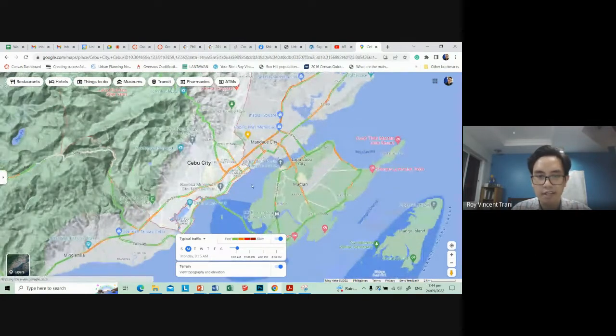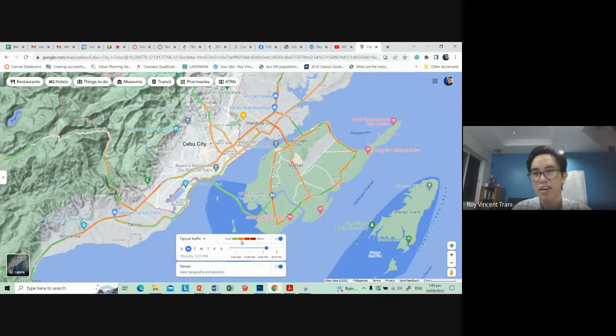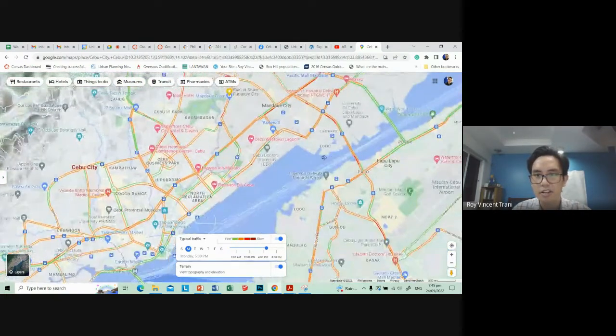Still pretty much green. But when you go to the afternoon or evening rush hour, everything turns orange. How much, whether the speed is 30 kilometers per hour or 50 kilometers per hour, we don't know. It's just fast and slow here in Google Maps. But it gets even slower in the dark red areas.